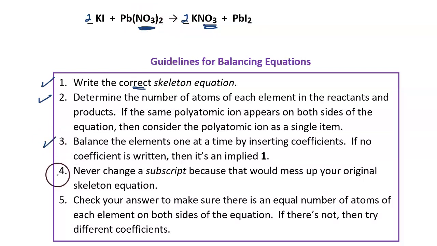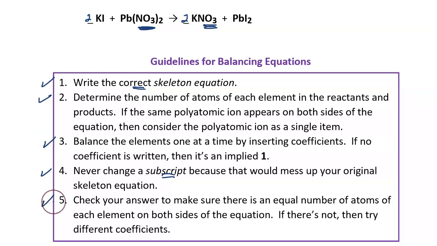Step 3, balance the elements one at a time by inserting coefficients. If no coefficient is written, then it's always a 1. Step 4, never change a subscript because that messes up your original skeleton equation. Once you have written out the substances, don't go putting tiny little numbers in the bottom corners because no longer would your formulas fit the substances.